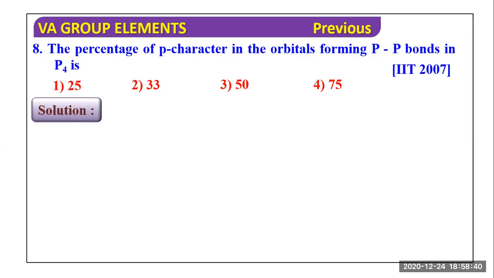Actually, P4 is sp3 hybridized. So the P character is actually 75%. In P4, the hybridization is sp3. P is 75% and S is 25%.